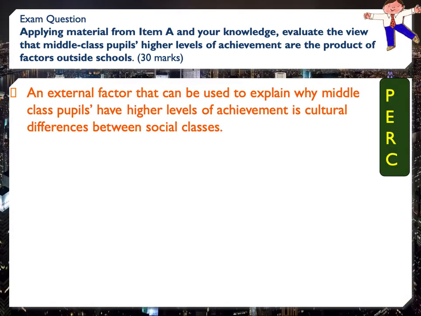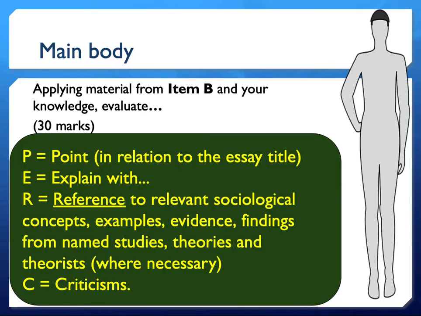Let's have a look at what a paragraph might look like for one of these. This is the first sentence of the paragraph, assuming it's in the main body of the essay after the introduction. It's clearly linked to the essay title. The examiner can clearly see how it relates to the question asked. Having made a point, the next stage in PERC is E, and this closely relates to R, so much so that we're going to do E and R together in the next section.